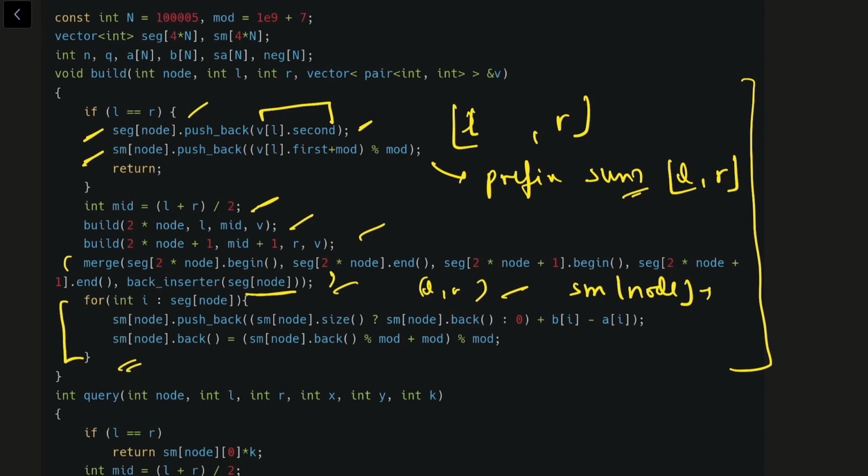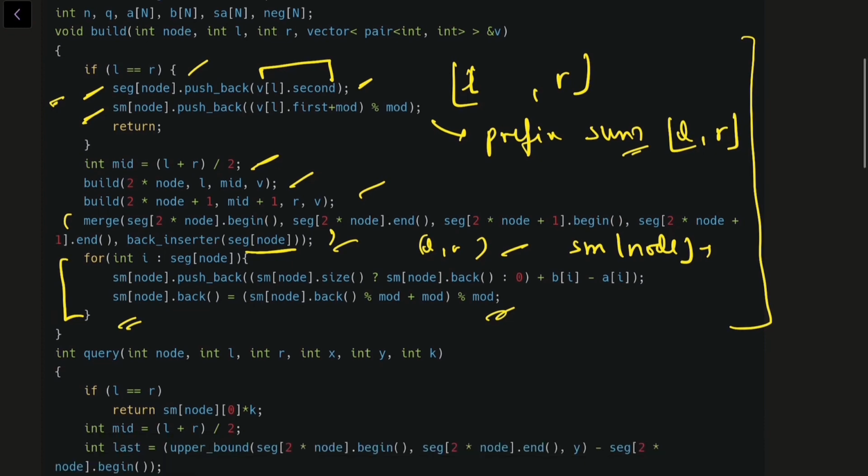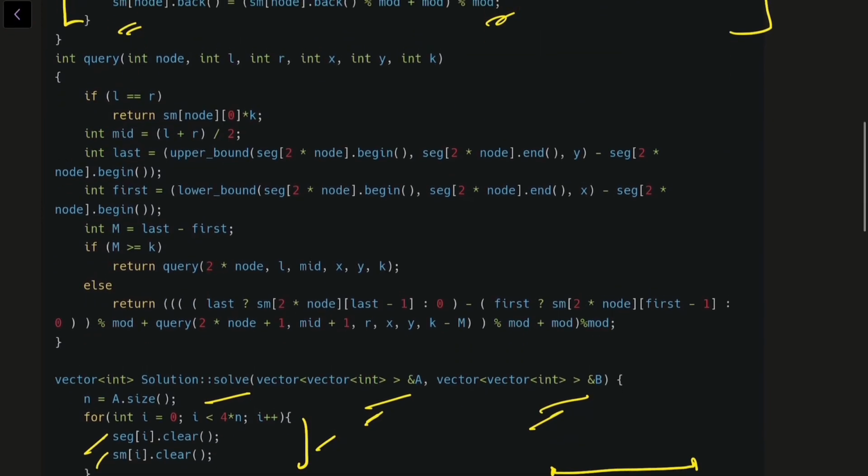Okay, so this build function is basically building two things. The first thing is the segment itself. It will contain all the elements in sorted form, and the second thing we are doing is the prefix sums here, right? Now let us move on to the query function. Query function is again similar. It is also recursive. If L equal to R, that means it's a leaf condition. Leaf node will return the sum of that node.